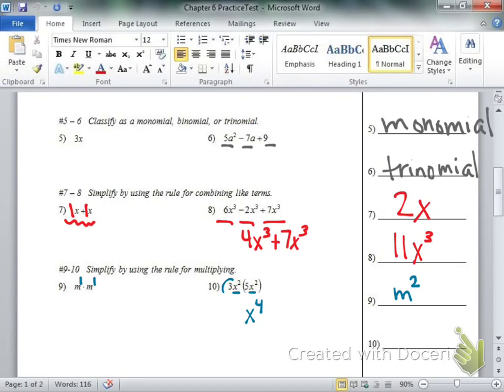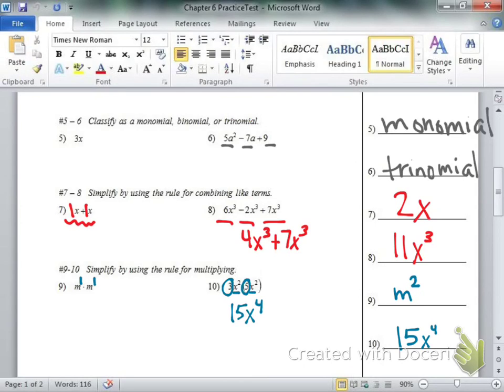And then you just have a regular old 3 and a regular old 5 that are being multiplied. So that's going to give us a 15 in the front. So again, we multiply the coefficients. Those are the numbers in the front. They're just regular old numbers. It's a multiplication problem, so multiply them. And then you add the exponents. So x to the fourth.